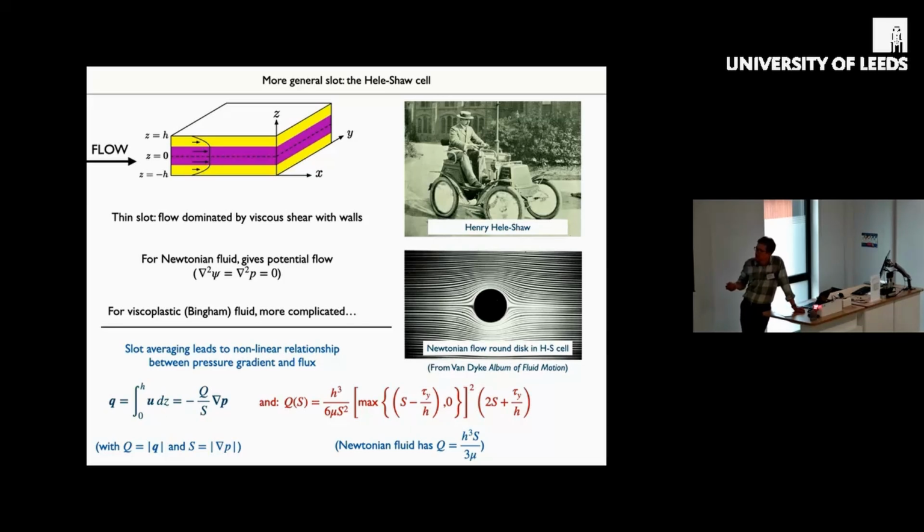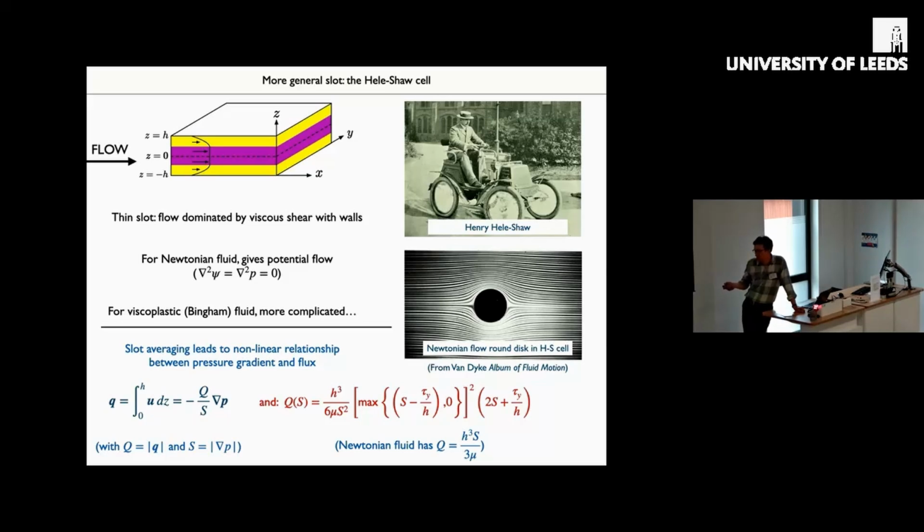So the flux down the slot, which is just the integral over the z direction, as a function of the pressure gradient in the x and y direction. So that's this kind of relationship here. If you do that for a Newtonian fluid, you get that the flux is proportional to the pressure gradient. Here I'm letting Q be the magnitude of the flux and S be the magnitude of the pressure gradient.